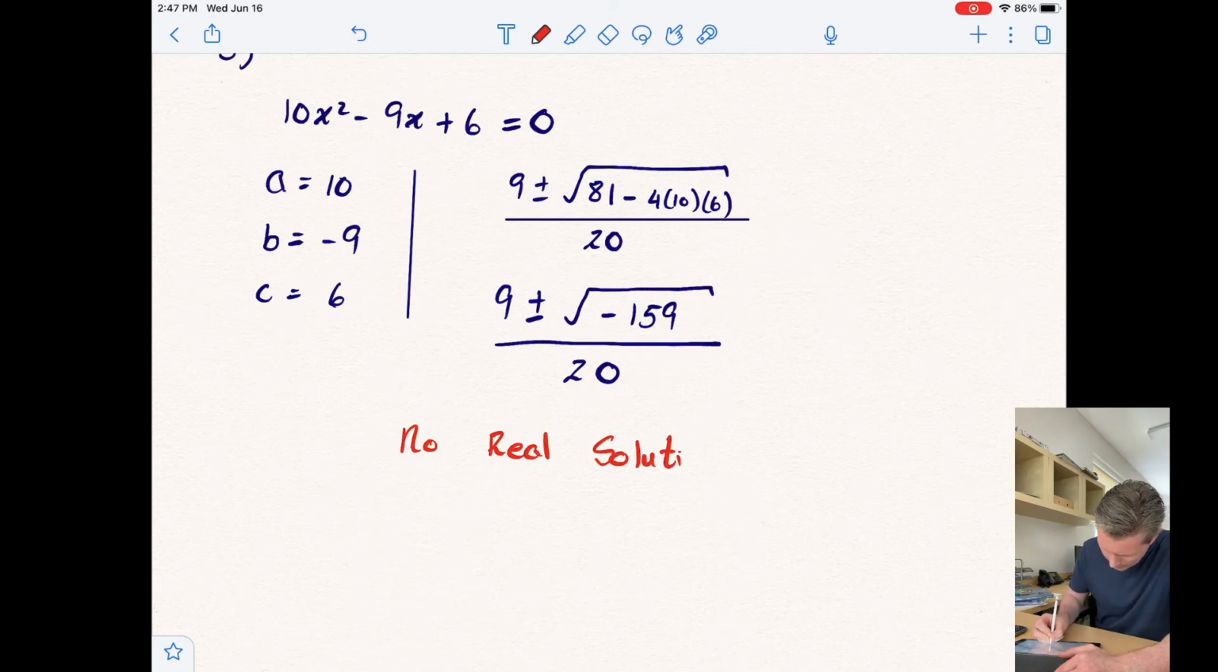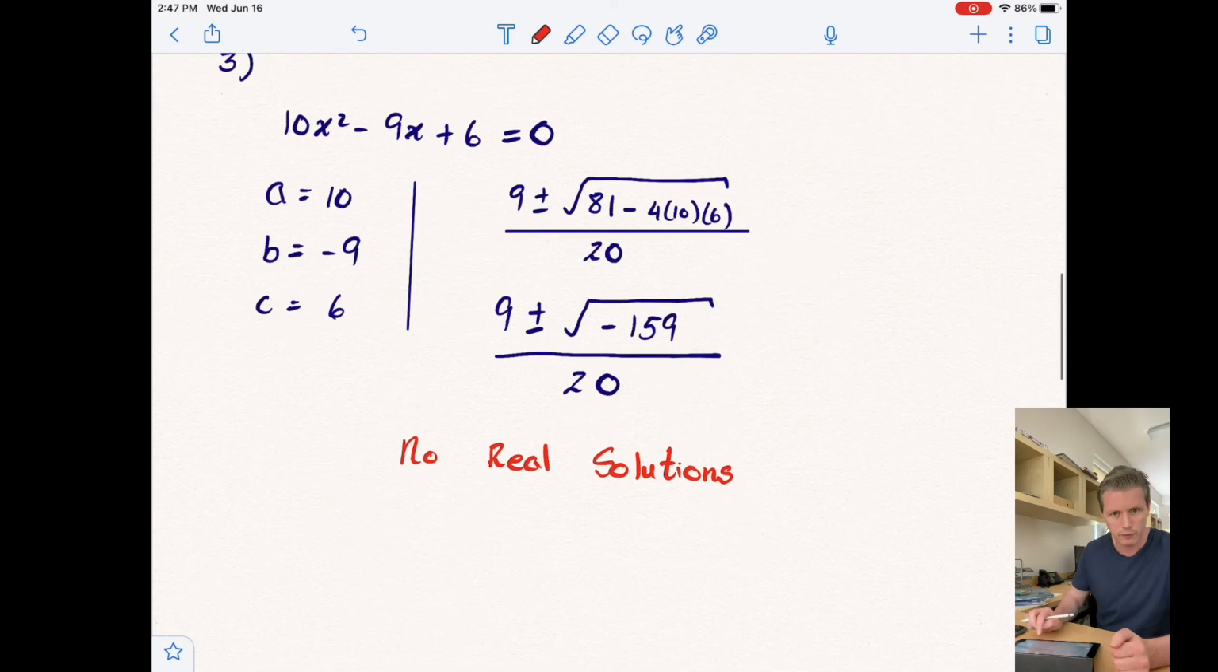And again, the reason I know that is because I have a negative number underneath my square root sign. That part underneath the square root sign, that b squared minus 4ac, we call that the discriminant. And when the discriminant is negative, it means that there are no real solutions. And so that's it. That's as far as we can go. There's no point going any further.